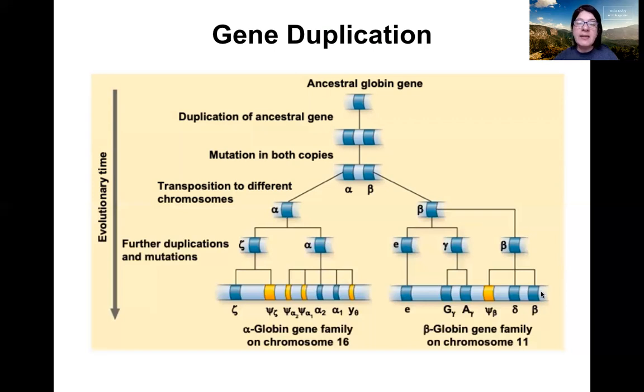We have 11 of those on chromosome 16 and 6 of those on chromosome 11. So this many genes are the result of evolution at the molecular level, and we started with a single ancestral globin gene. Through duplication and mutation, we've acquired many more genes.